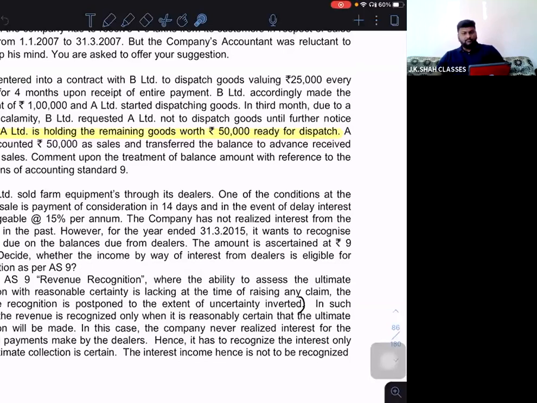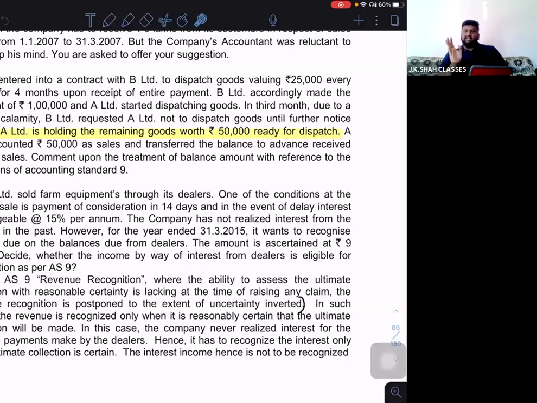I think, sir. Okay, so you say that it should not be put as an advance because the conditions are satisfied, that the goods are separately identified. It is ready for dispatch, means ready for delivery. Yes, sir. You're absolutely correct, madam. You have to refer to point number 6, when delivery is delayed by the buyer's request. So here it is the same situation. 50,000 rupees worth of goods are delayed by the buyer because in the third month he has delayed, right?